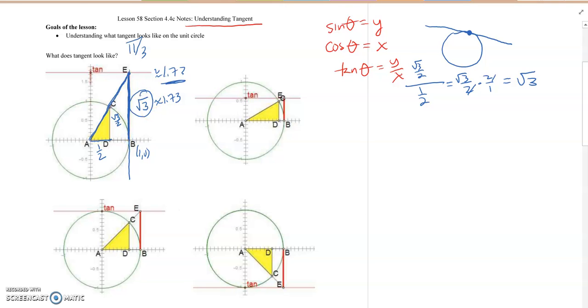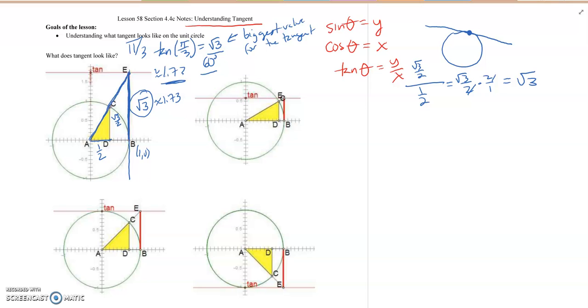Now here's the greatest thing about the tangents: the tangent of pi over 3 is root 3. Root 3 is the biggest value for the tangent, and it matches up with the reference angle. The reference angle is 60, and 60 is the biggest reference angle, and root 3 is the biggest tangent value.